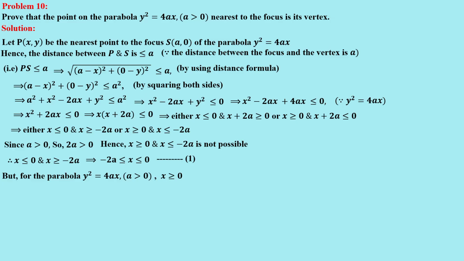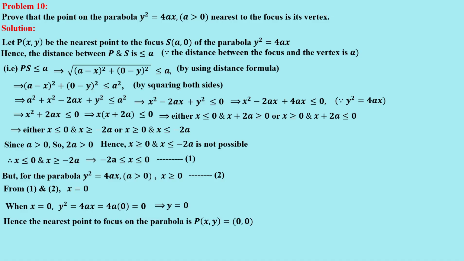But for the parabola y square is equal to 4ax, x is greater than or equal to 0, right? Because a is greater than 0 and y square is always positive, therefore x should be greater than or equal to 0, that is 2. From 1 and 2, x is equal to 0, because from 1 x is less than or equal to 0 and from 2 x is greater than or equal to 0. When x is equal to 0, y is equal to 0, because substituting x equal to 0 in y square equal to 4ax, you will get y equal to 0. So the nearest point is x is 0, y is 0, that means P(x, y) is (0, 0), that is nothing but the vertex of the parabola y square is equal to 4ax.